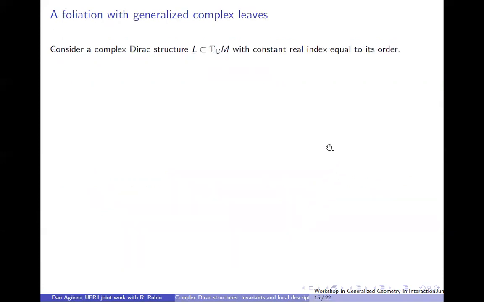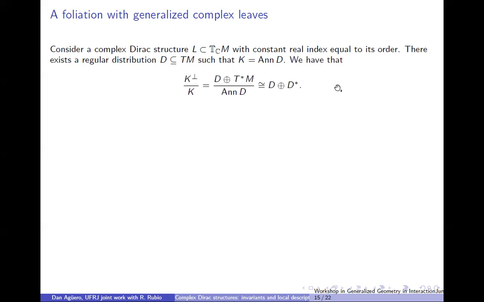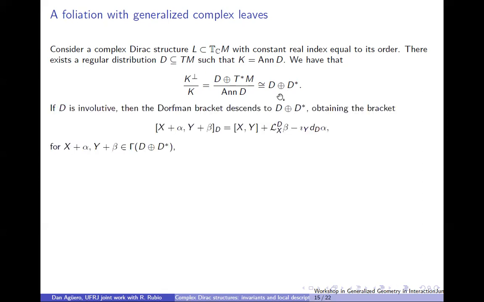Another example that we get is the example of a foliation with generalized complex leaves. So I will just take a complex Dirac structure with constant real index equal to its order. So both the real index and the order are equal and constant. In this case, this K, the set of real elements of L, is the annihilator of some D. And in this case, the K-perp of K is just D plus D star. So we can define a bracket on this D plus D star this way.